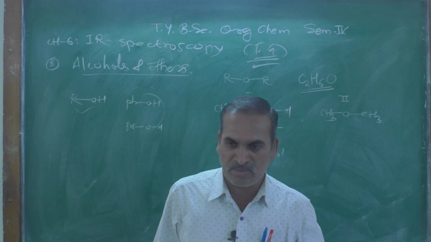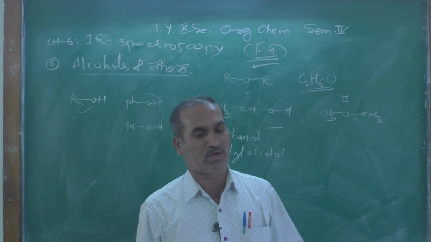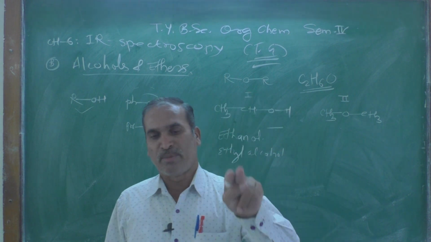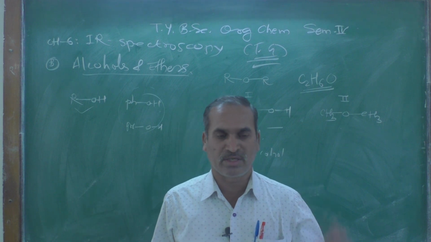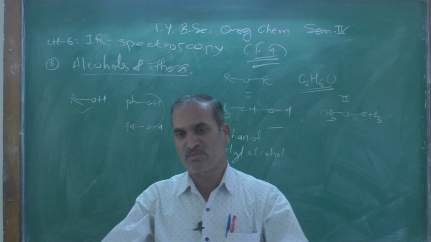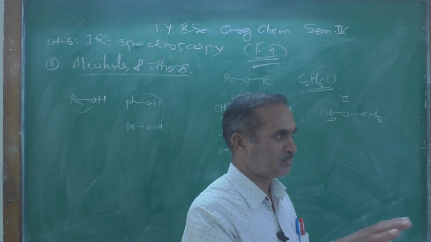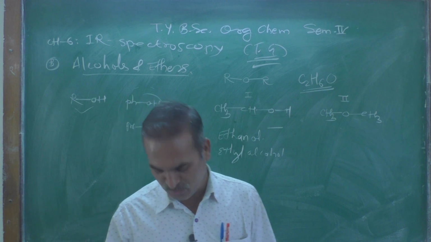Intramolecular hydrogen bonding means what? Intermolecular hydrogen bonding means the hydrogen bonding occurs between two molecules, maybe the same or different. Intramolecular hydrogen bonding means that the hydrogen bonding occurs within the molecule. So that type of hydrogen bonding is known as intramolecular hydrogen bonding.